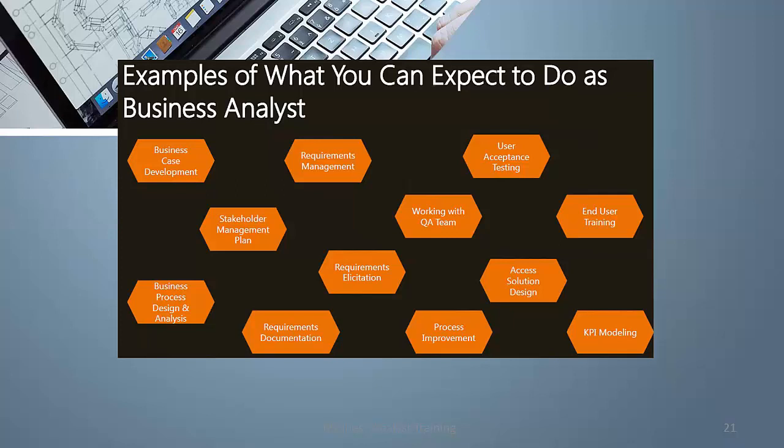So you want to write it completely, so that somebody reads it and they will not have any doubt. Complete, concise, correct. First thing is just to be correct. Those are the qualities we'll discuss. So the idea is that when you describe any process, it has to be understood clearly by your technical team. Requirements documentation: you document the requirements. Process improvement, KPI modeling.